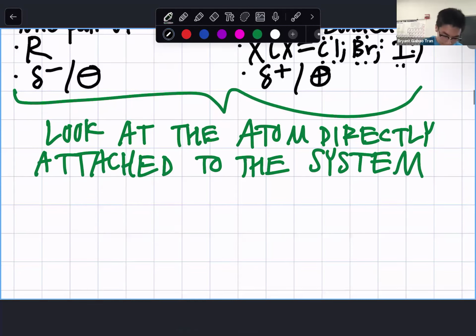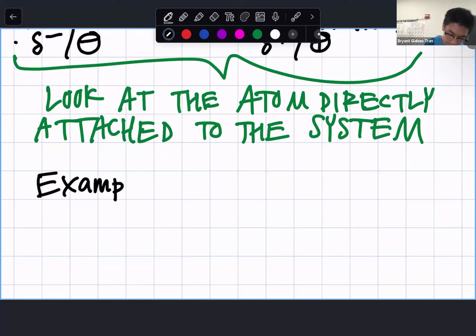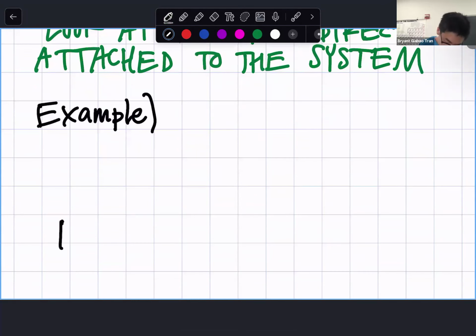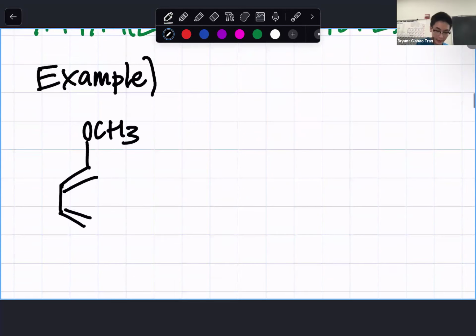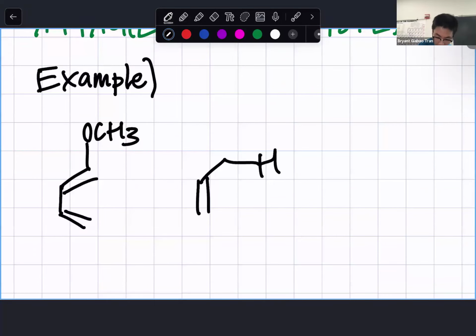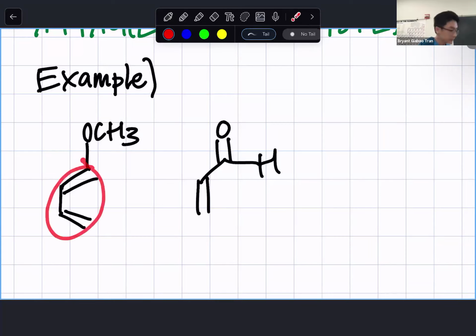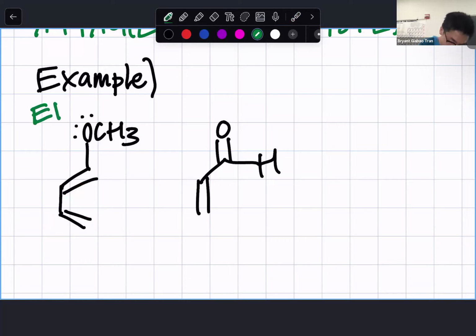So let's look at an example. Say we have this diene right here, and we put a group like OCH3 right here. And we have a dienophile with an aldehyde on it. So this is our diene, and attached to that diene is this oxygen with 2 lone pairs of electrons and a partially negative charge, which is able to donate electrons into the diene like that. This makes this OCH3 an EDG, electron donating group.